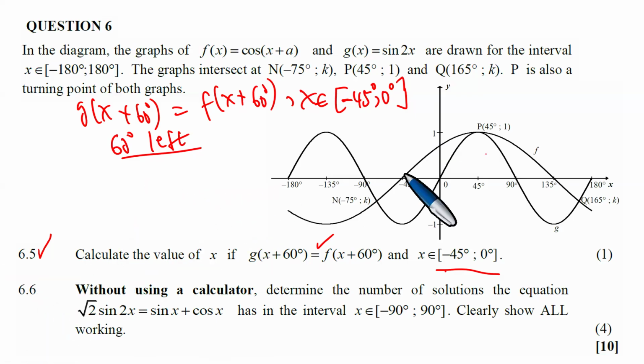A point like 45. So you're going to say 45 degrees minus 60. And then it is going to be exactly minus 15 degrees. So when that happens, then you're able to get the answer.